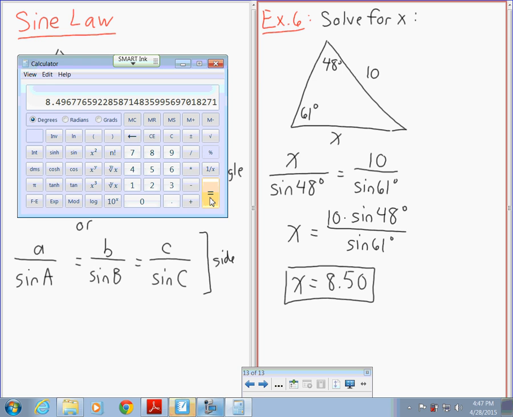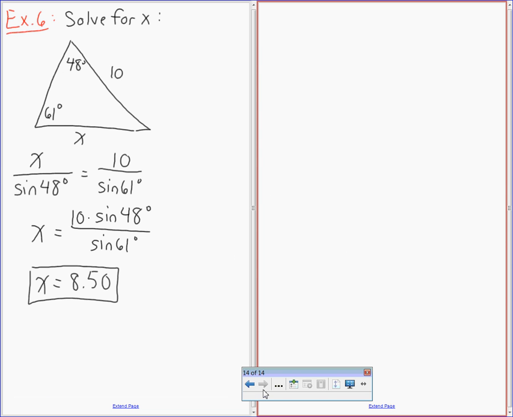All right, I'm going to get you guys to try one for me right now, which is going to be example 7, which is going to be solve the triangle.